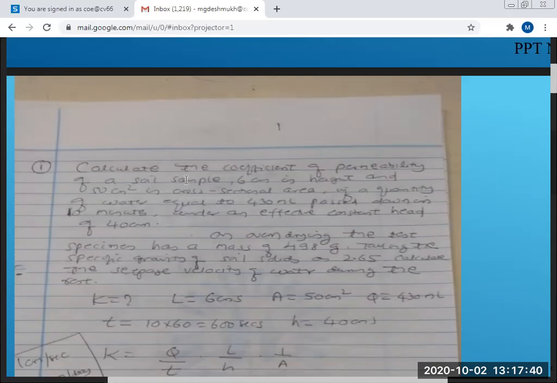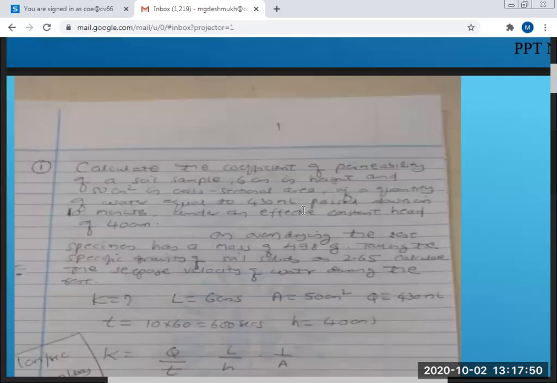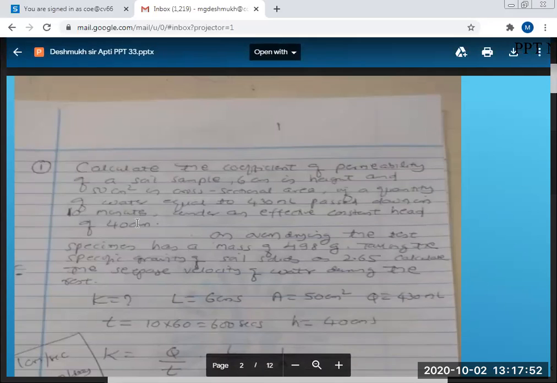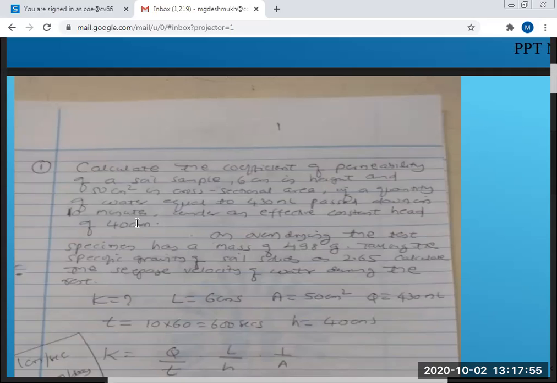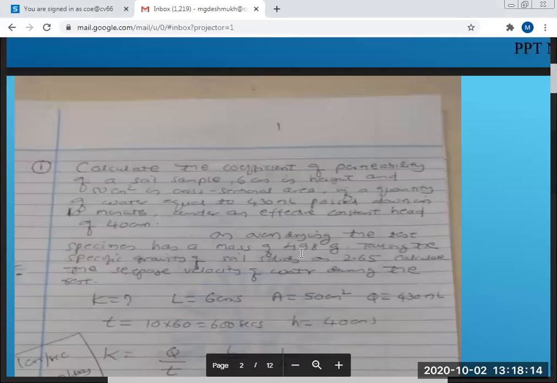So calculate the coefficient of permeability of a soil sample 6 centimeter in height and 50 centimeter square in cross sectional area, if a quantity of water equal to 430 ml passed down in 10 minutes under an effective constant head of 40 centimeter. It is a constant head problem. The second part we will do later.